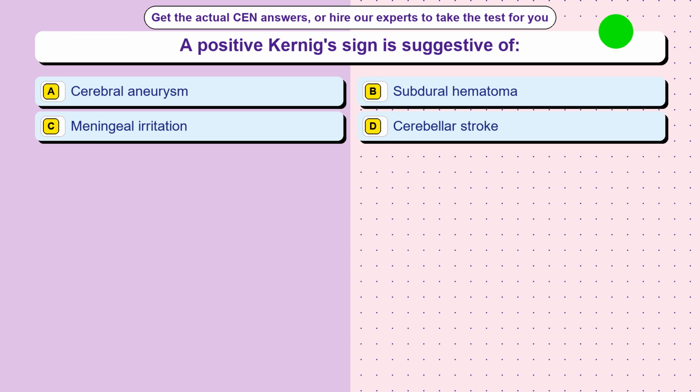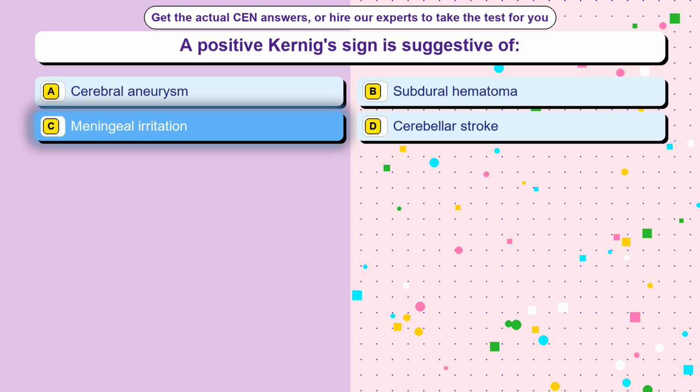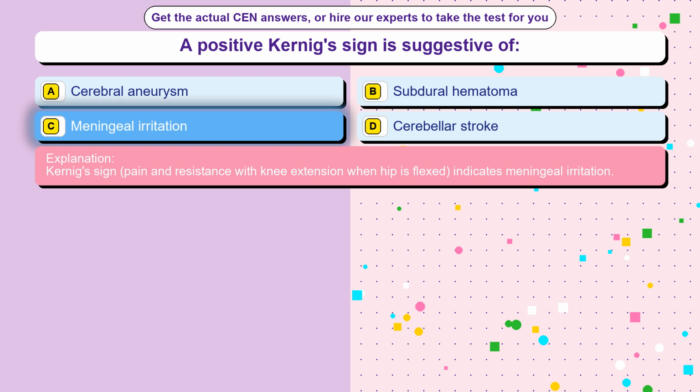Question 98. A positive Kernig's sign is suggestive of option A, cerebral aneurysm, option B, subdural hematoma, option C, meningeal irritation, option D, cerebellar stroke. The correct answer is option C, meningeal irritation. Kernig's sign, pain and resistance with knee extension when hip is flexed, indicates meningeal irritation.